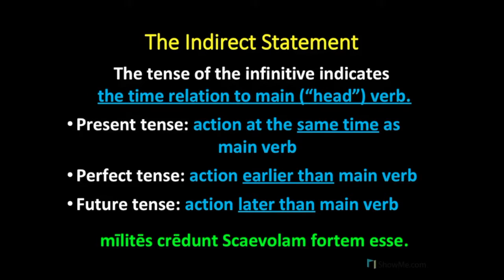And so, in our example, our infinitive is esse, which is a present infinitive. So, we saw in the image that Scaevola was being brave, and at that same moment, the soldiers believed that he was brave.